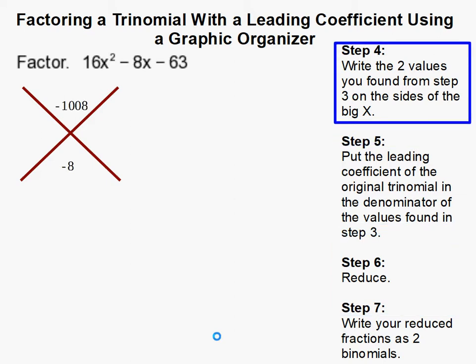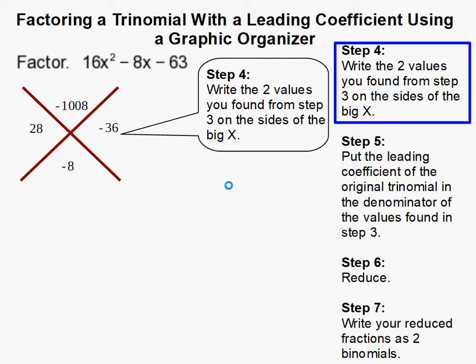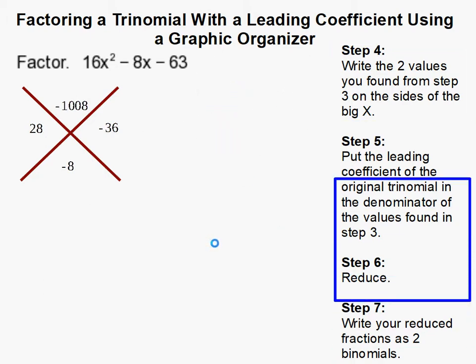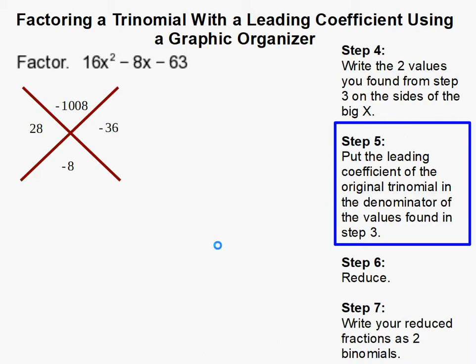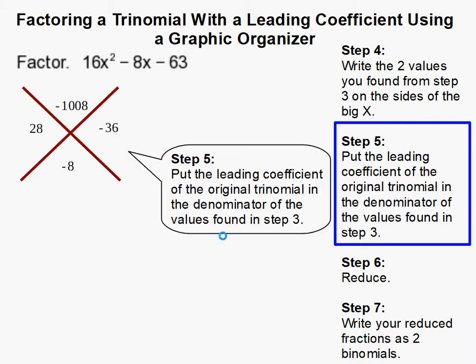Okay, so I got those two values. Do you remember them? Alright, I remember them. They're right here, 28, negative 36. So now we write them on the sides of our big X. And here's the part that I figured out later on too: you take the leading coefficient and put it in the denominator of the two numbers you found. So we got 28 over 16, negative 36 over 16.